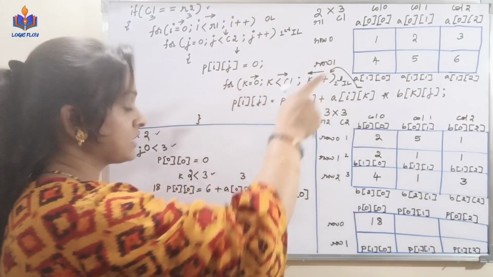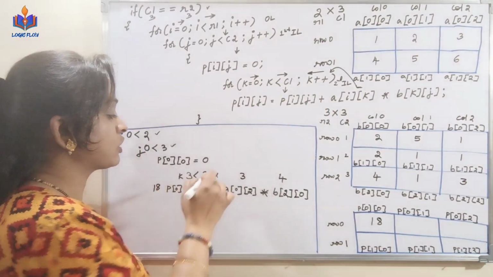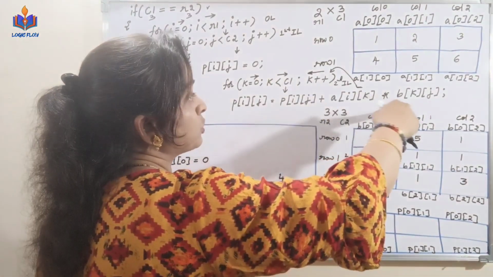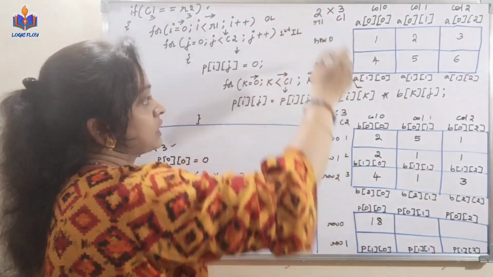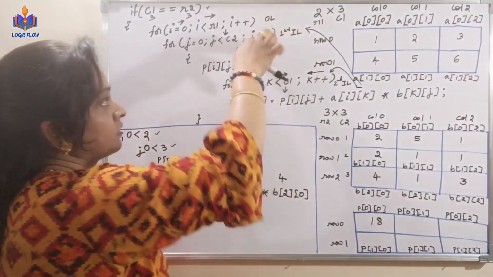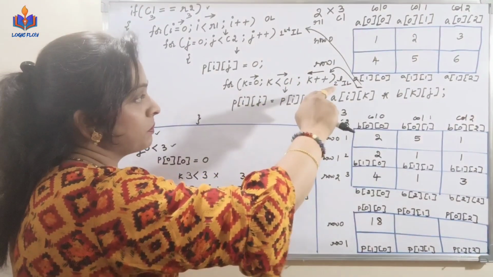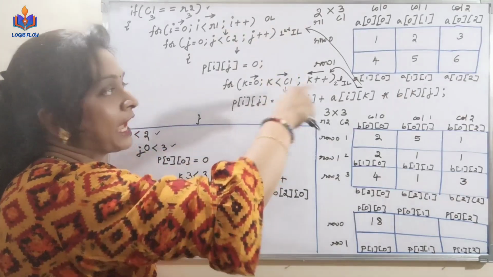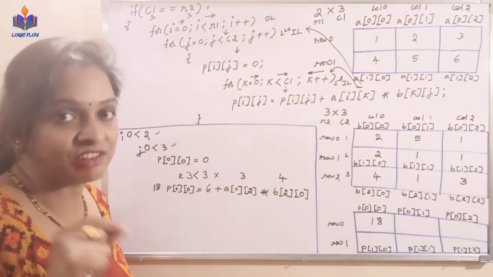Again inner loop progress, K gets increased, but here the innermost loop condition, 3 less than 3, is not true. The innermost loop gets terminated, which means the control goes to the next level of loop. Here I have to go to this inner loop. So this innermost loop terminated means control goes to the one more inner loop, that is the J loop. K loop done, J loop is still in the iteration.